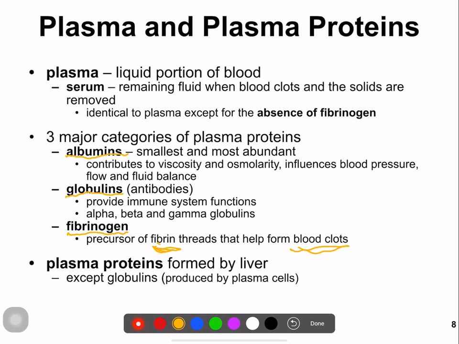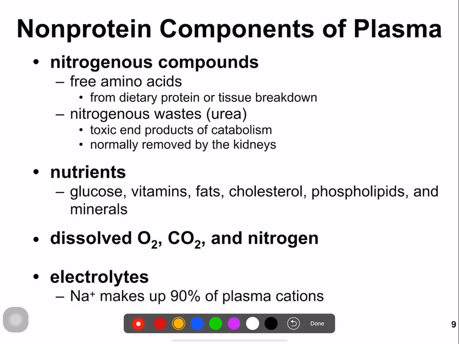And when we're looking at plasma proteins, many of them are made by the liver. The exception of that are the globulins. And the globulins are made by something called a plasma cell. Now I'm going to give you a heads up that a plasma cell is basically a B lymphocyte that has become activated to make antibodies.